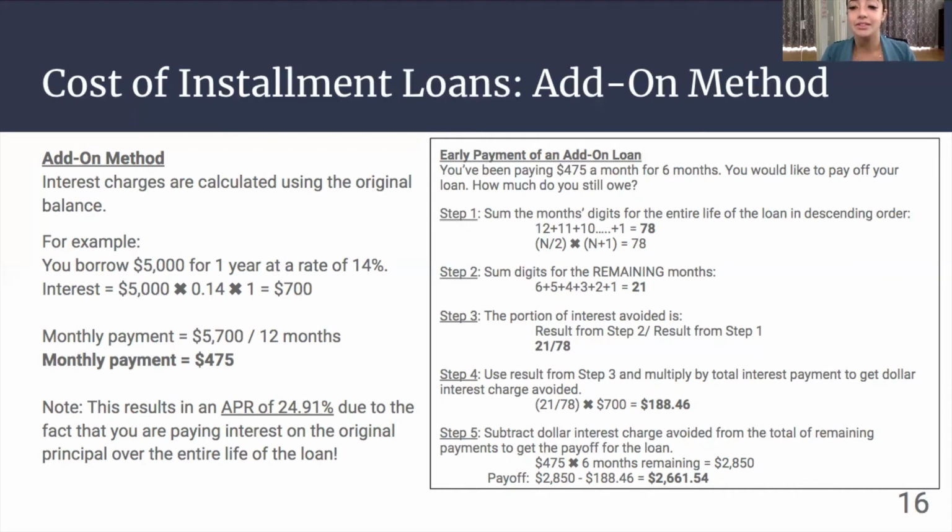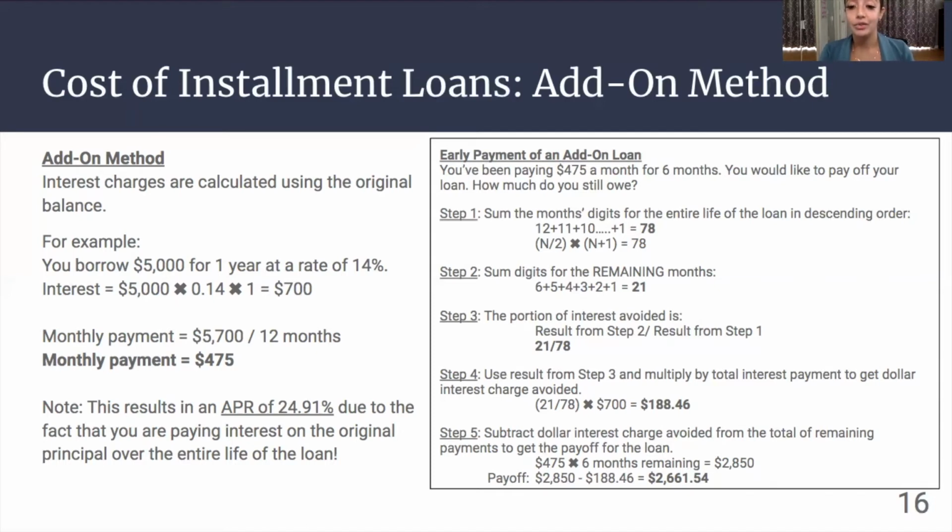Step 2 is summing the digits only for the remaining months. So you've been paying for 6 months and you have 6 months left, which means you're going to go 6, 5, 4, 3, 2, 1. That'll give you 21. Step 3, you're going to take your result from step 2 and put it over your result from step 1, meaning the remaining over the total. Gives you 21 over 78. Step 4, you take this 21 over 78 and multiply it by your total amount of interest, which we calculated earlier to be $700.